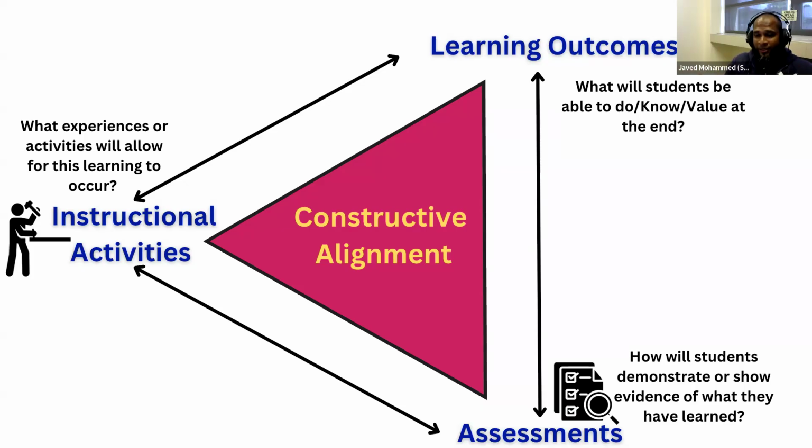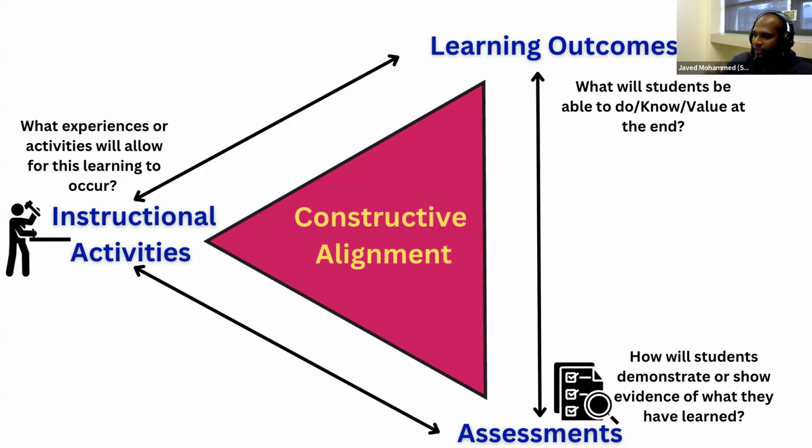Now, constructive alignment, I'm going to be moving fast here. Forgive me, but I want all of you to have a good understanding of this concept. It's an idea that all these key components of teaching and learning should work together in a coherent and intentional way. So while designing your effective courses, you have your course outcomes, your learning outcomes. And this would be asking the question: what will my students be able to do, know, or value at the end of the course?